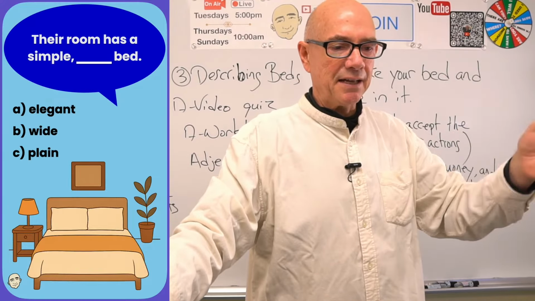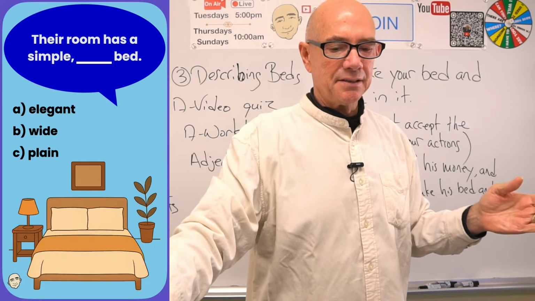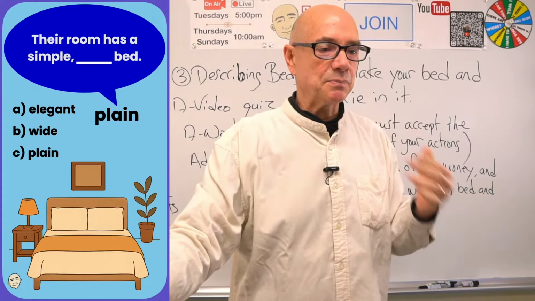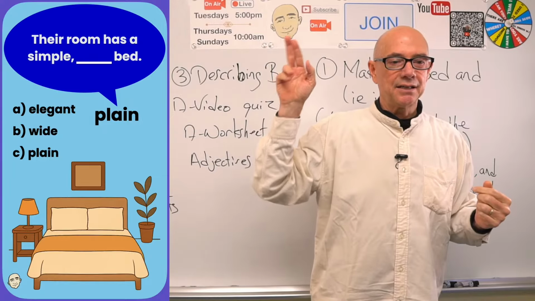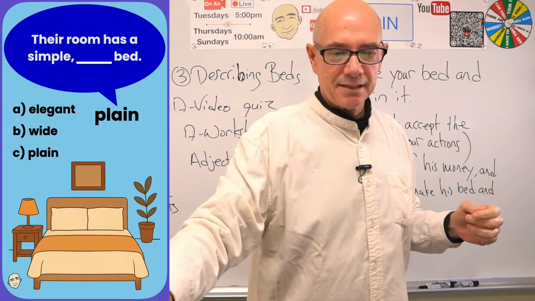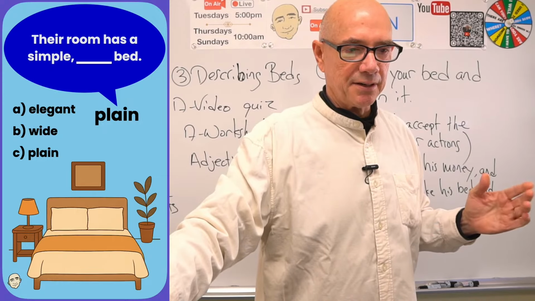Okay, so we have elegant, wide, plain, and let's look at the answer there. Yeah, so it's plain. So their room has a simple, plain bed. Okay, here we go. Next one.